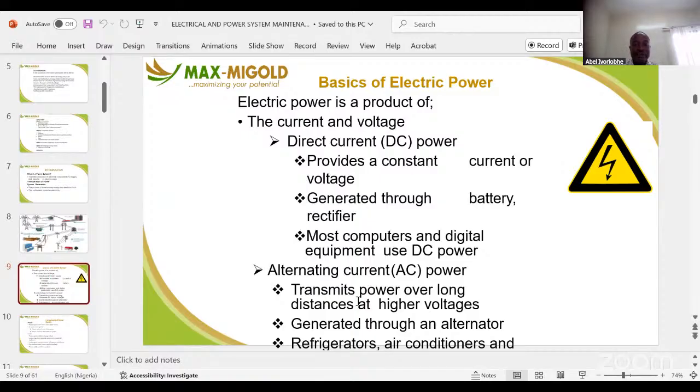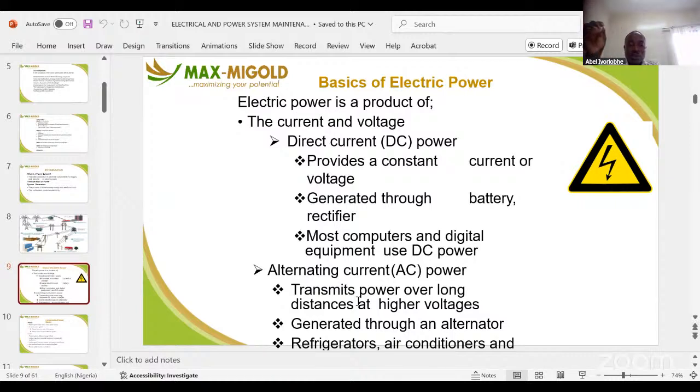So we have direct current, which is the DC. This is produced from batteries and a rectifier. Direct current provides a constant current or voltage. The electricity derived from this source is very clean, constant, and uninterrupted. That's what we use in our IT systems, server rooms, and IT systems. They are powered through batteries. Most computer and digital equipment use DC power.